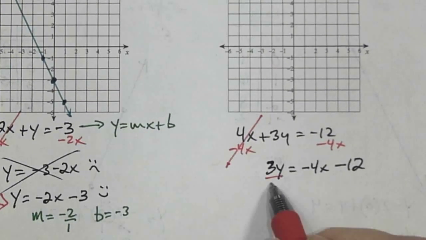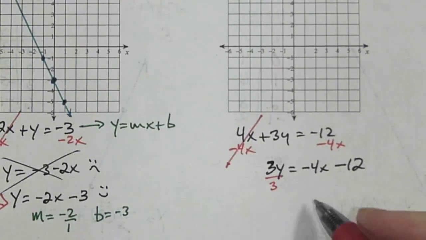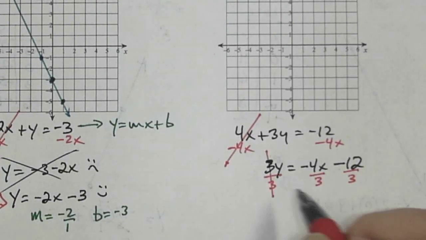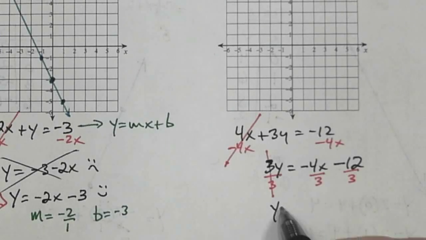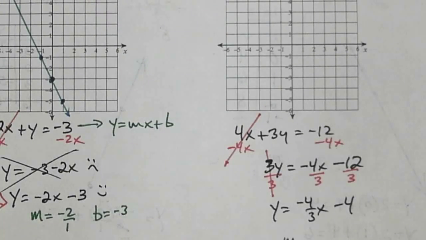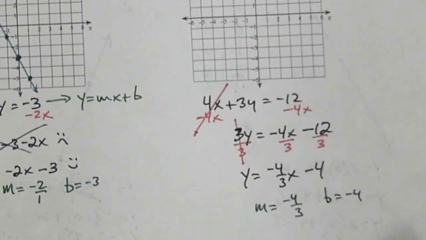Now, this y has a coefficient, so let's divide by that coefficient. And when we do, let's divide each term. So we get y equals -4/3 x minus 4. M will be -4/3, down 4, right 3. B will be -4.